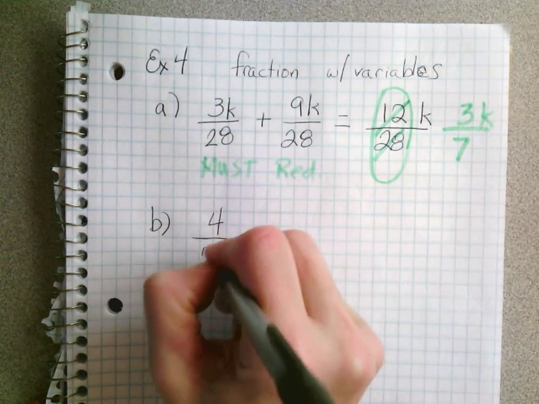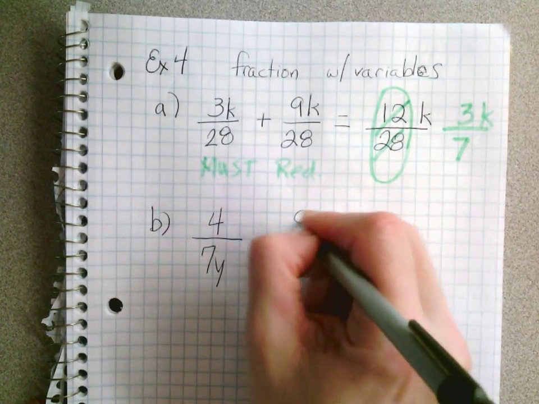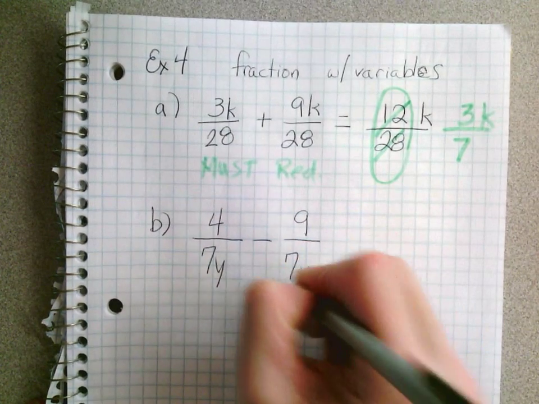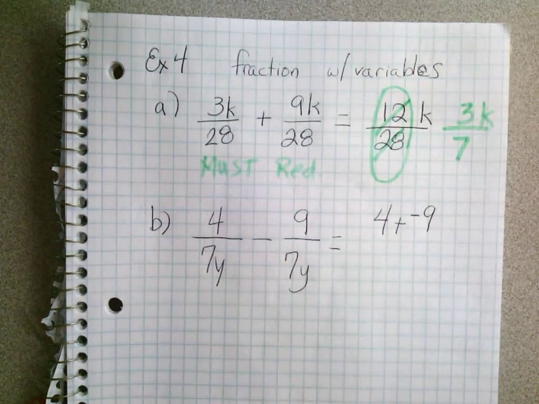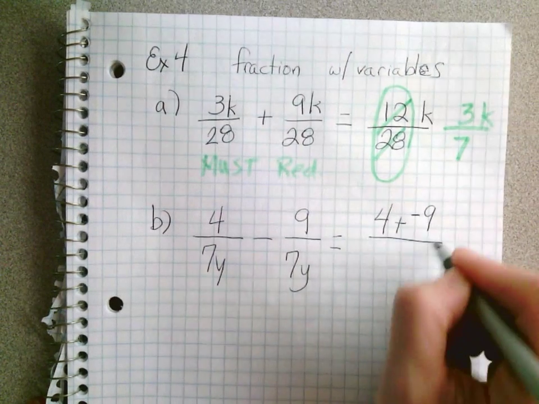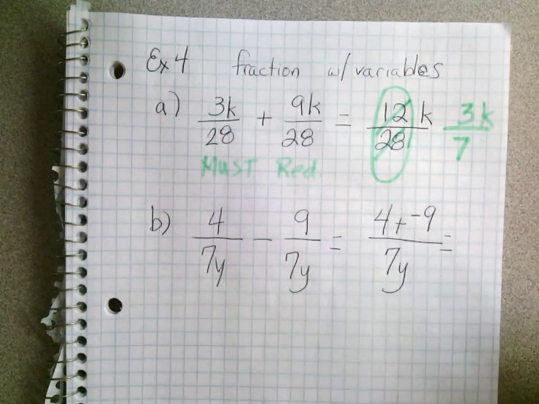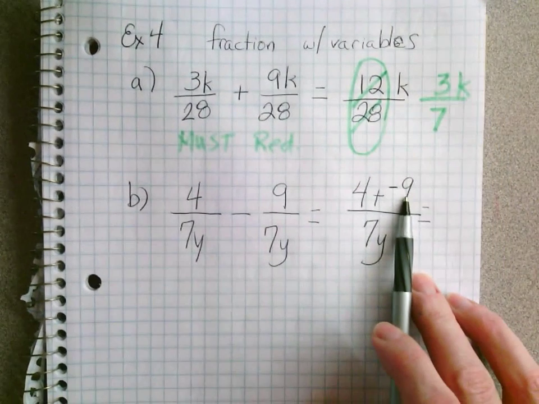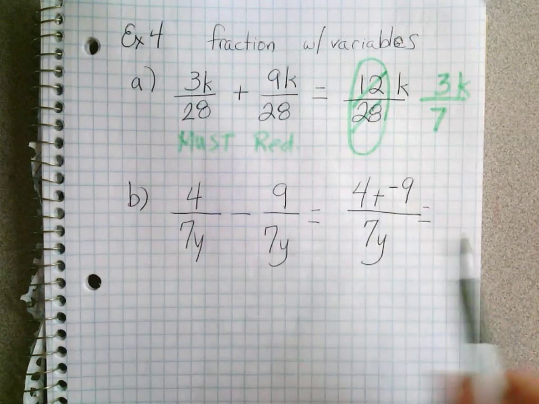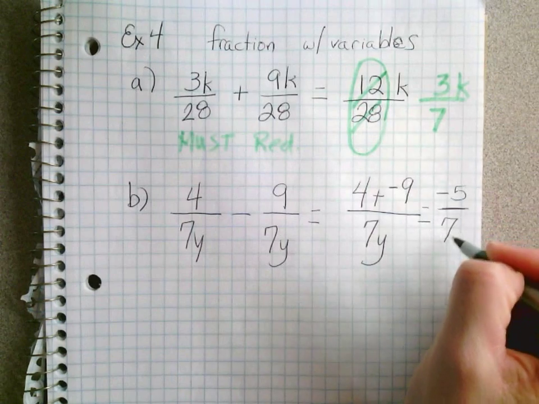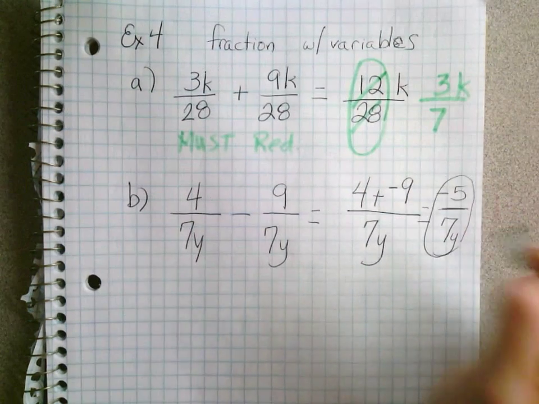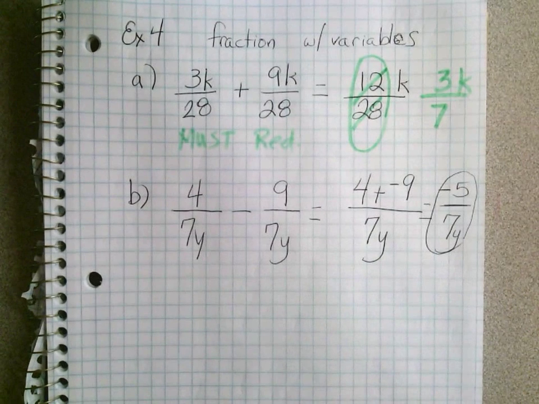4 over 7y minus 9 over 7y. That's like saying whatever 4 and negative 9 combined are over 7y. So what is the sum of 4 and -9? -5. And does the denominator change? No, it never does when you add unless you reduce something. And we don't have to reduce anything here because 5/7 doesn't reduce. Okay? All right, folks. 10 through 44 all, please.